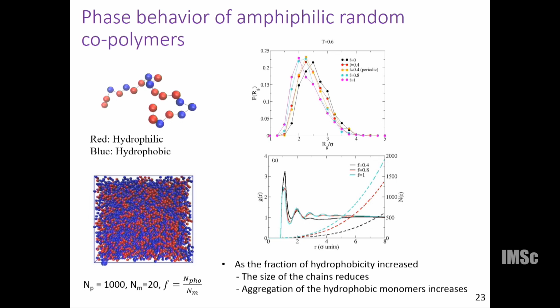hydrophobic beads. As you increase the hydrophobic beads, what I'm showing you here is the distribution of the sizes of the chains, the histogram of the Rg. The peak shifts to lower Rg. That means as you increase the fraction of hydrophobicity, you are forming more and more compact single chain nanoparticles. That is coming in because of the increased correlations. You can also see the g(r) profiles for the hydrophobic monomers here. At f equal to 1, they are structured very well as compared to the other cases. So we are trying to understand this better.